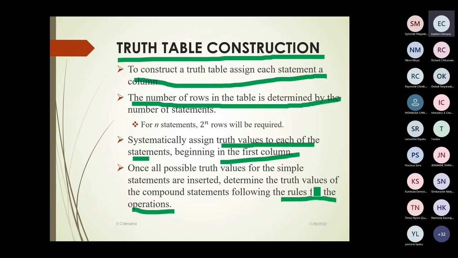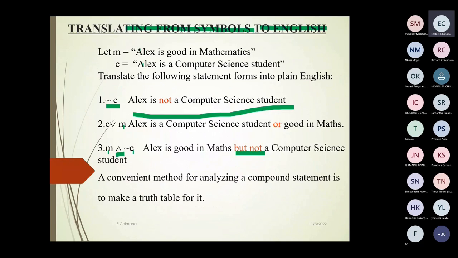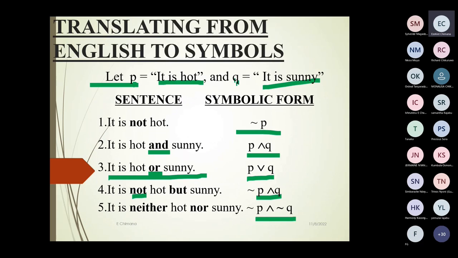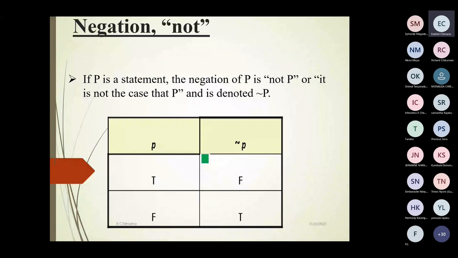From here, we are going to use the rules for the operations. So we know that here we've got these operations. We've got the not, we've got the and, we've got the or, we've got the if then, and if and only if. All these operations have their rules that we have to use. So we are going to start with the negation.